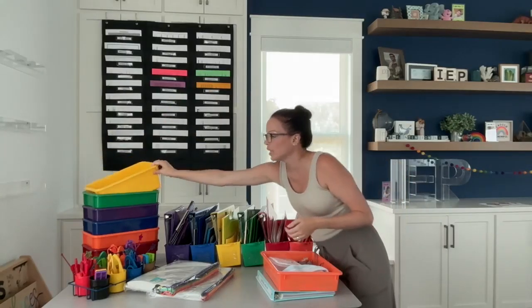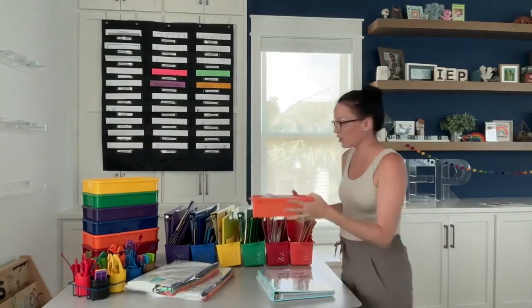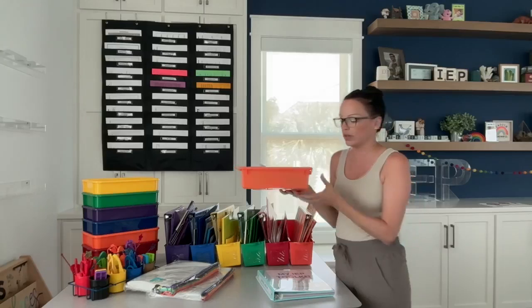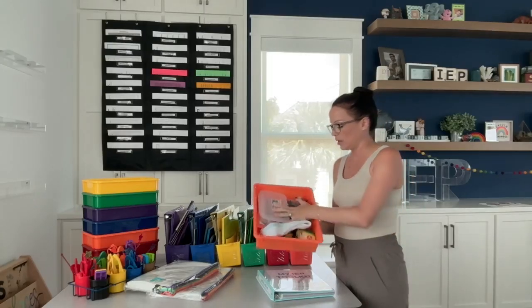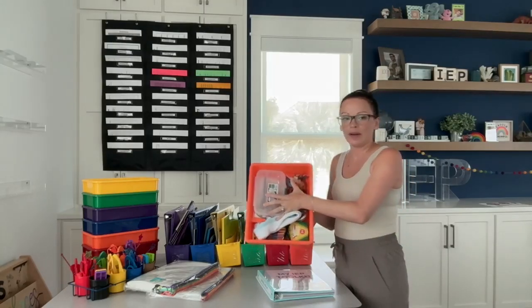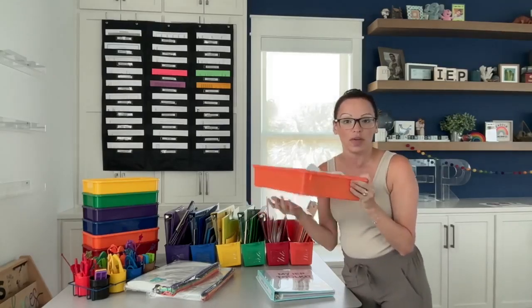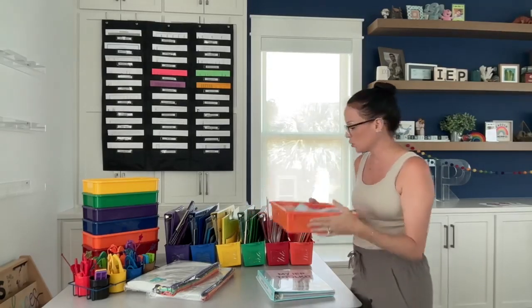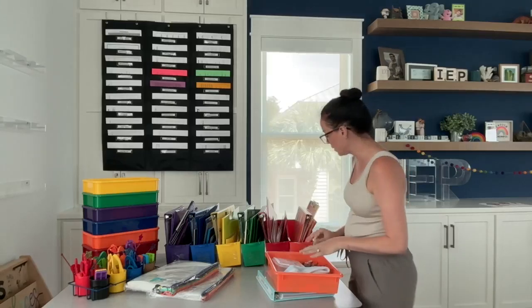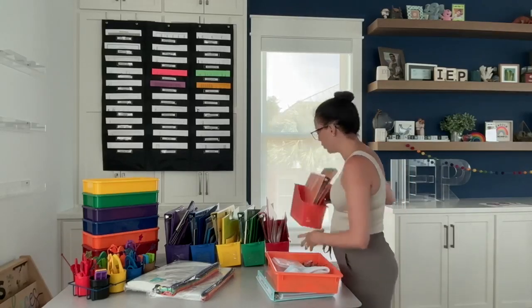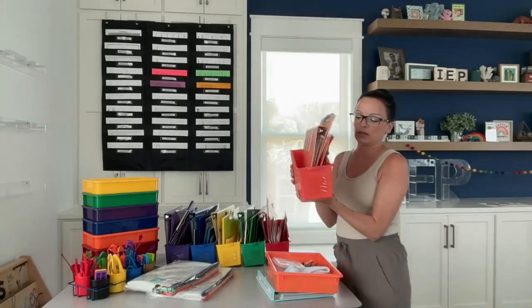So I have those. I also have these ones that are the same exact thing. They're the Lakeshore Learning. I have stuff in this one, so I will show you what's in it here in a minute, but it's more of like a paper size. These fit in student desks, and so that's where we put these. And then these are their book bins. And so these would be student individual book bins.